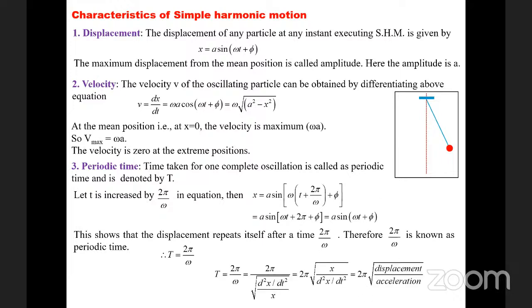So T is 2 pi by omega. And what is omega? The omega value we calculated previously. Substitute here: omega is root of d square x by dt square by x. So 2 pi into root of x by d square x by dt square. What is x? X is the displacement, and d square x by dt square is nothing but the acceleration. That gives the capital T value.